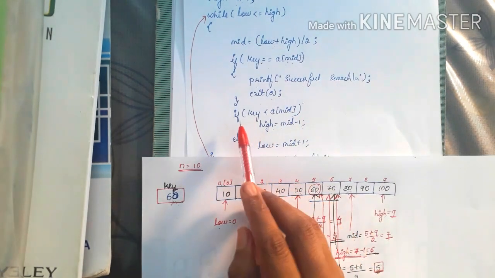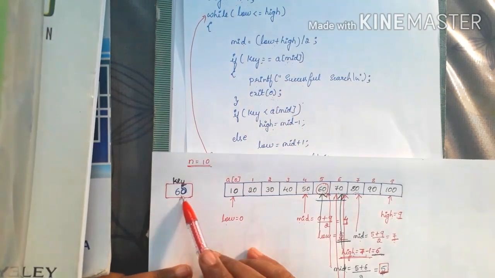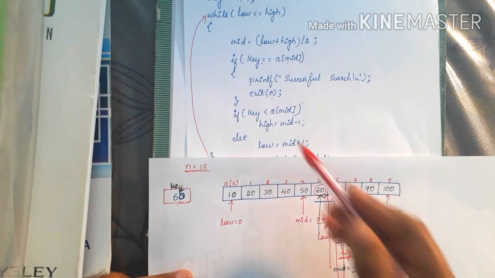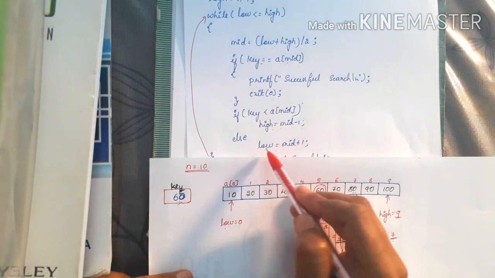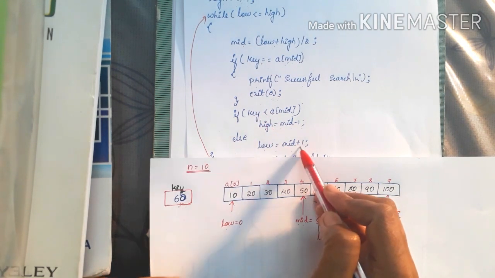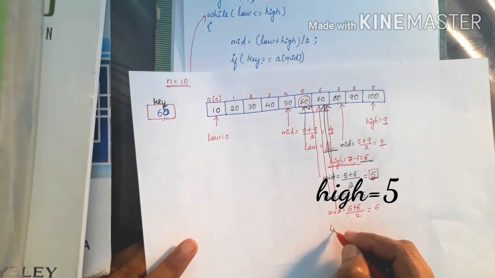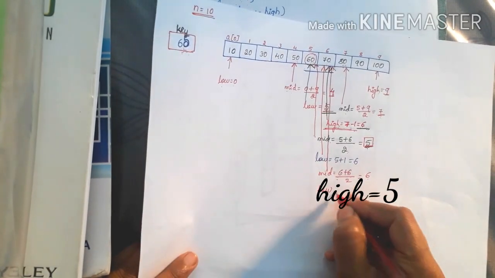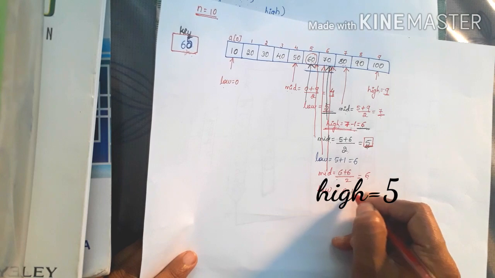Next we check, is key less than A of mid? Is 65 less than 70? Yes. So the if part instruction is high is equal to mid minus 1. Therefore the high value changes to mid minus 1, that is 6 minus 1 is 5.